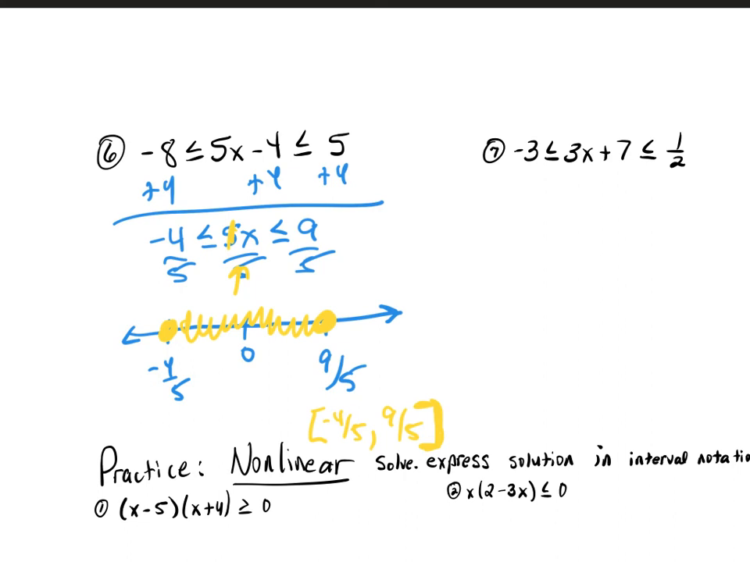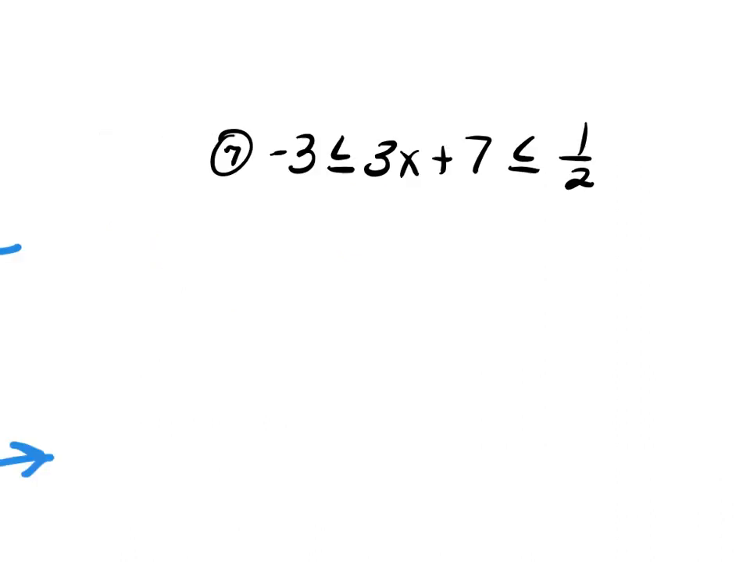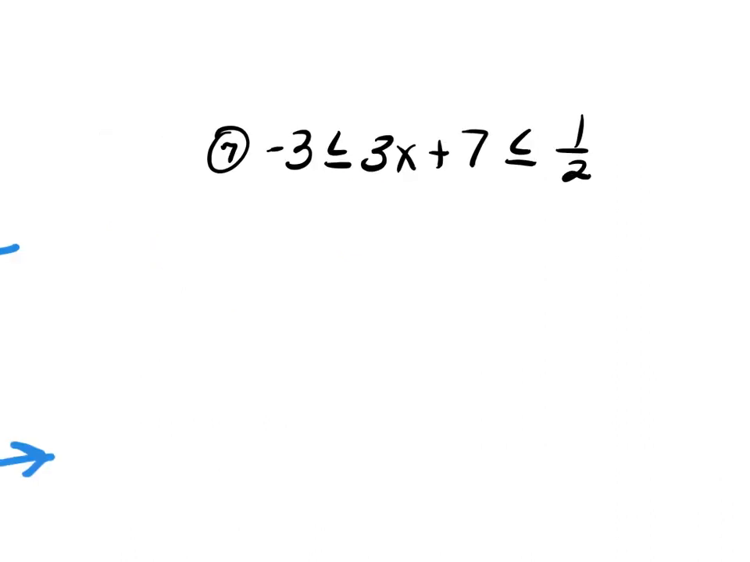All right, last one. Again, guys, you're going to get fractions. It's okay. They're going to be gross. It's fine. You can handle it. But I want to get x all by itself. So I'm going to subtract 7 from both sides. So I get -10 less than or equal to 3x less than or equal to.